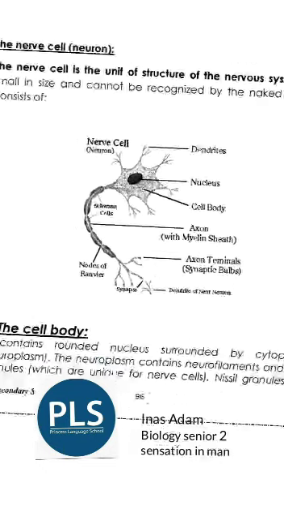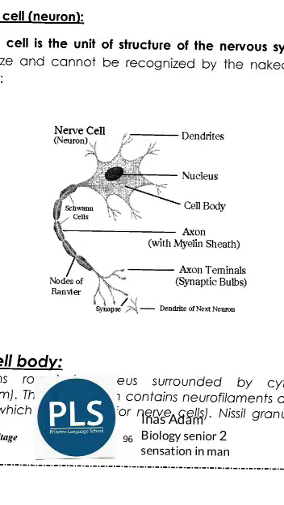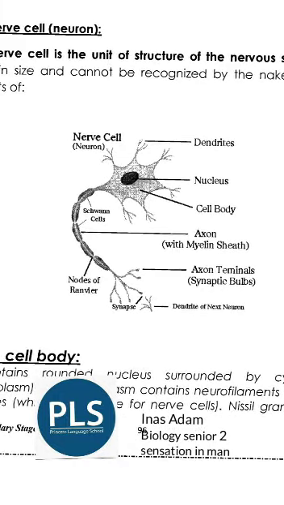Now, dear students, before talking about the structure of the nervous system, let's study the structure of the unit of the nervous system, which is called the neuron. Neurons or nerve cells can't be seen by the naked eye, and the ultrastructure consists of two main parts, which are the cell body and cell processes. The cell body contains a rounded nucleus and cytoplasm, which in nerve cells is called neuroplasm.